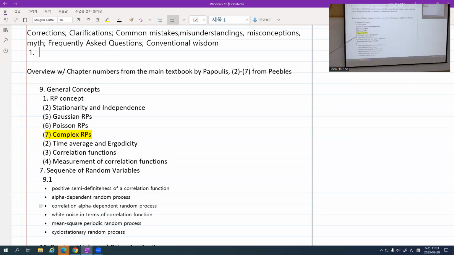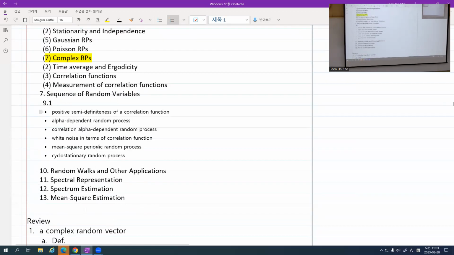After we finish chapter 6 of Peebles, we go to chapter 7 of Papoulis. And then we go back to chapter 9 of Papoulis. And there are several materials, topics we haven't yet covered. And after covering that, we will move to other chapters.